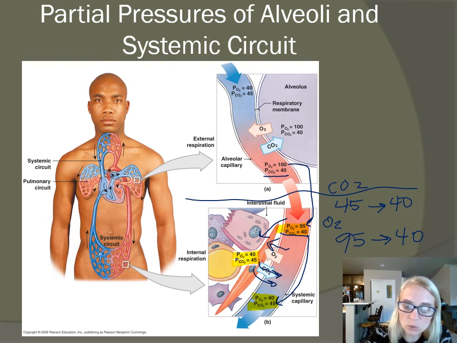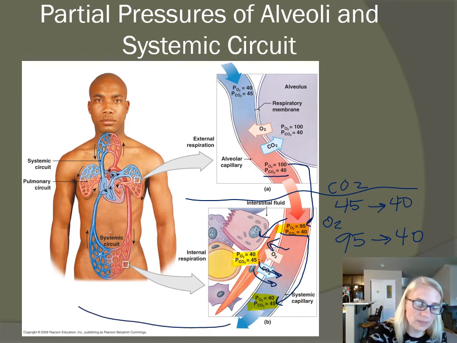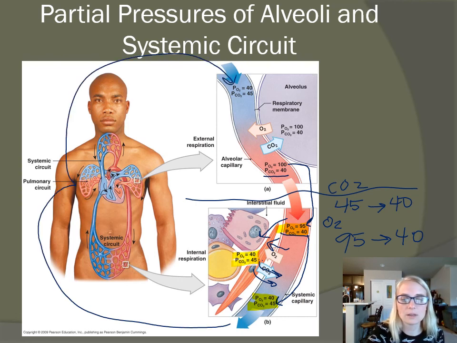And what's really cool about this whole thing is this is our systemic circuit. So now we're coming from all of our tissues back to our heart. And if we make a big arrow right to our heart and then back out to our lungs, look at those values: 40 and 45, 40 and 45. Isn't that so awesome? So this is what we call our gas exchange.